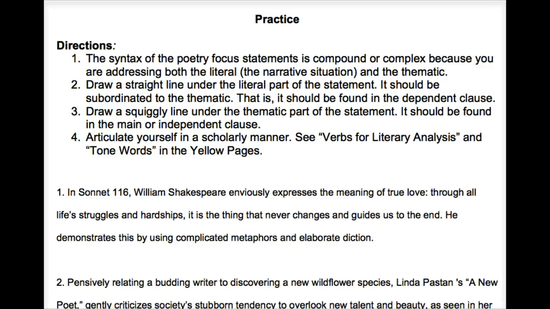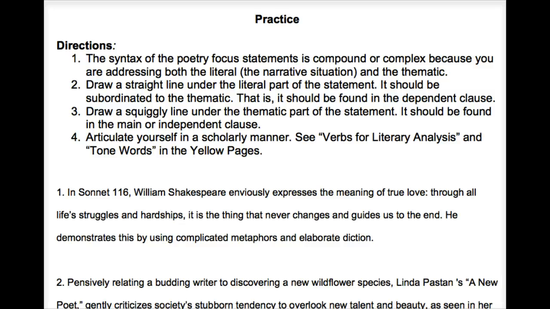So we're addressing both the literal that happens in the poem, so the narrative situation, and we're also addressing the thematic. So that's why you include a brief reference to the theme. So you're going to have some examples here for practice. And what I'd like you to do is to start reading these through the lens of the PFS. So draw a straight line under the literal part of the statement. So that's where this writer references the narrative situation of the poem. And it should be subordinated to the thematic. So that means it should be in the dependent clause.